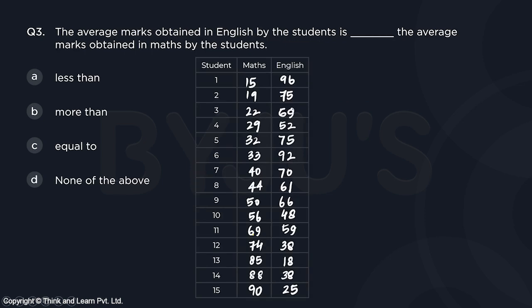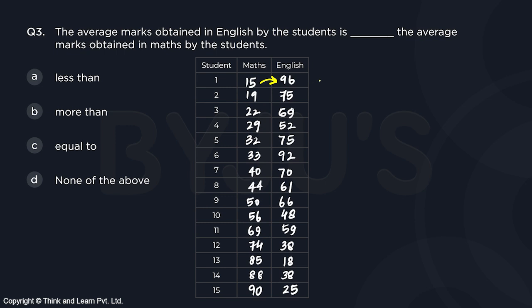Question number 3. The average marks obtained in English by the students is blank the average marks obtained in maths by the students: less than, more than, equal to, or none of the above. So what we will have to do is calculate the average, or we can look at the differences. So let's take the base as maths and see the change.